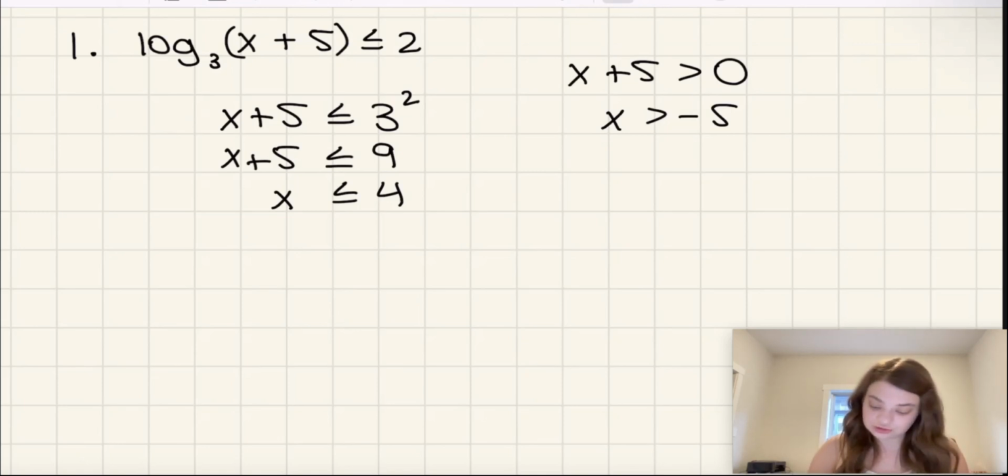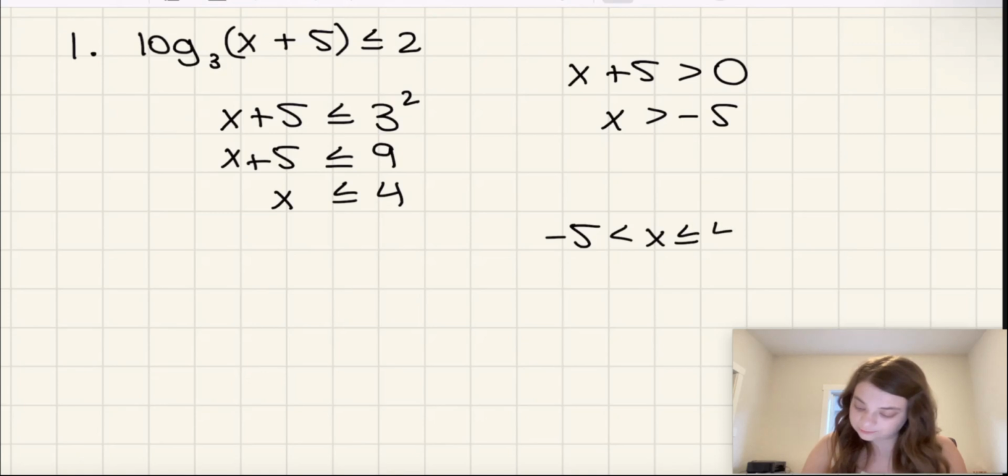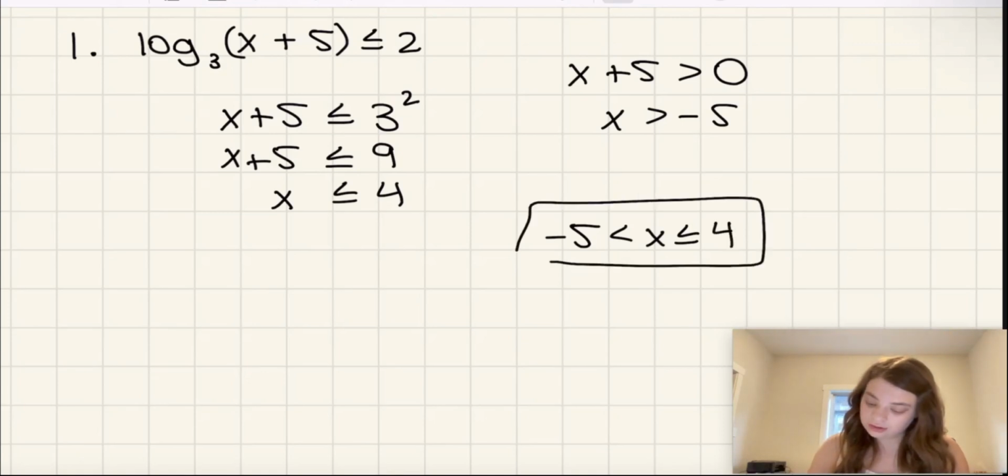And so the final solution is that x is between negative 5 and positive 4, including 4, but not including negative 5. Here we have a strictly less than sign. Here we have a less than or equal to sign.